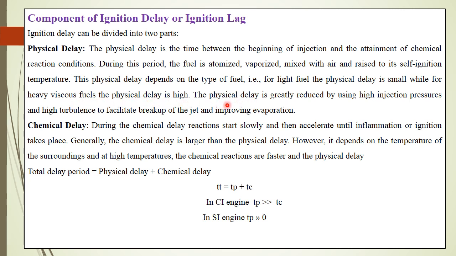The physical delay period is greatly reduced by high injection pressure, because high injection pressure results in better atomization and rapid mixing of air and fuel. With high injection pressure the fuel breaks into small droplets, fuel particles. So high injection pressure reduces the physical delay period, as does high turbulence, the motion of the air inside the combustion chamber, inside the cylinder, which is required for better mixing of air and fuel.